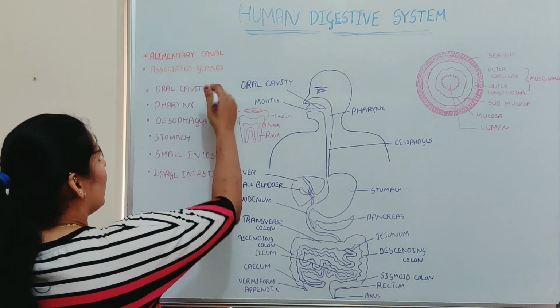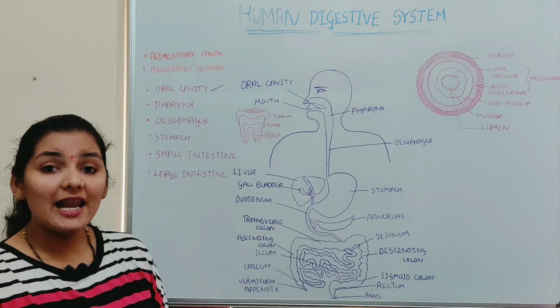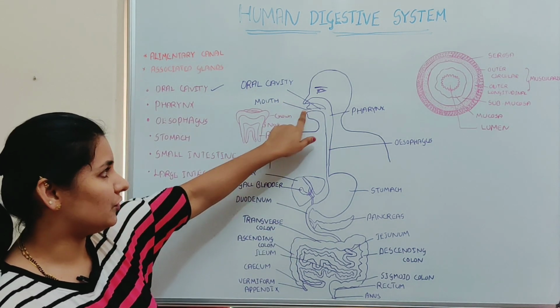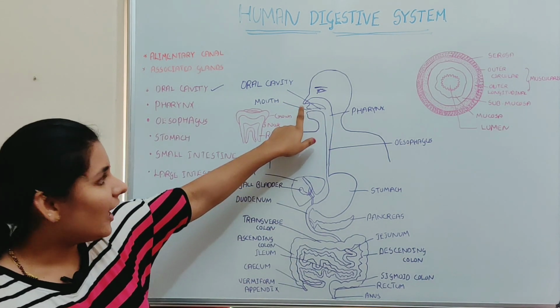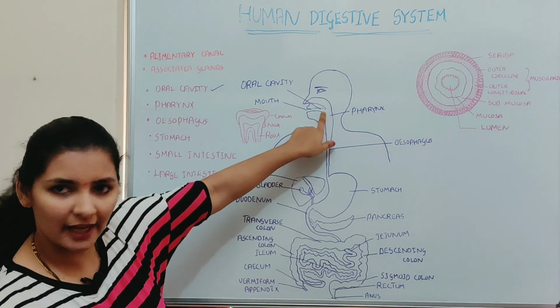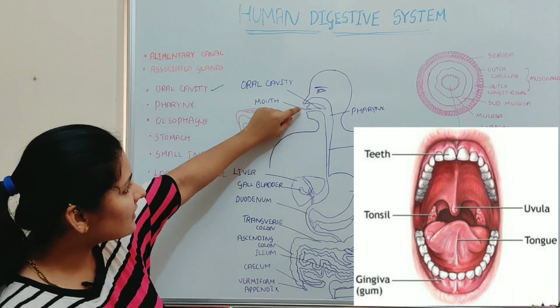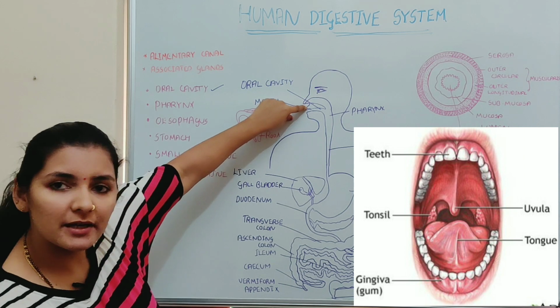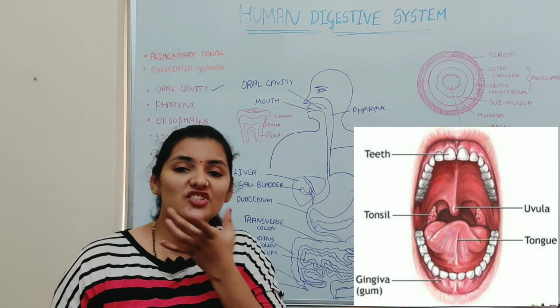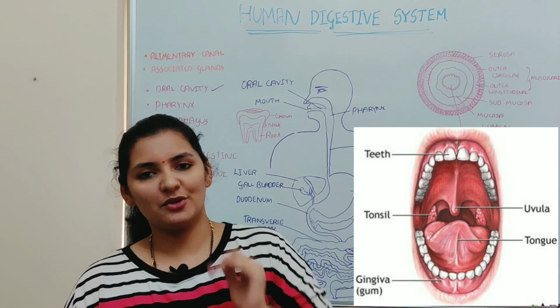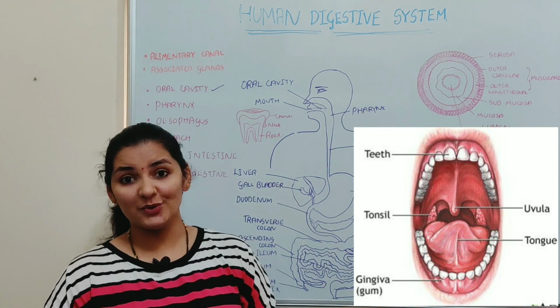First one is the oral cavity. As I told, the alimentary canal starts with the mouth. Mouth is the opening and the mouth leads to the oral cavity. Oral cavity is guarded in front by the upper lip and lower lip. It has cheeks to the side, palate at the roof and tongue at the floor of the oral cavity.